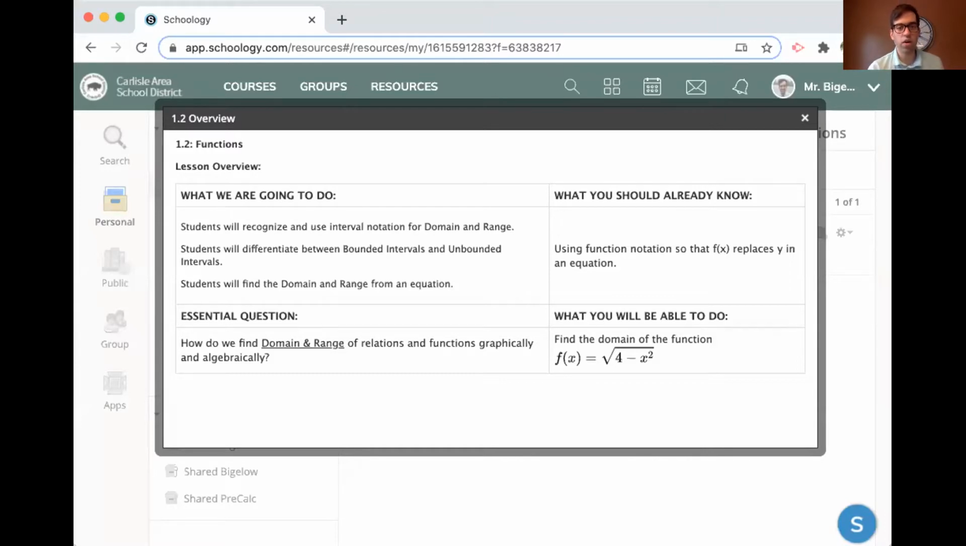What you should already know is that using function notation means that we use f of x instead of y in an equation, and we'll review that a little bit in a couple minutes. Our essential question today is how do we find the domain and range of relations and functions graphically and algebraically? And what you will be able to do at the conclusion of the lesson is to find the domain of the function, such as this one shown on your screen in the bottom right. All right, I'm going to pause right now so that I can switch to the notes.